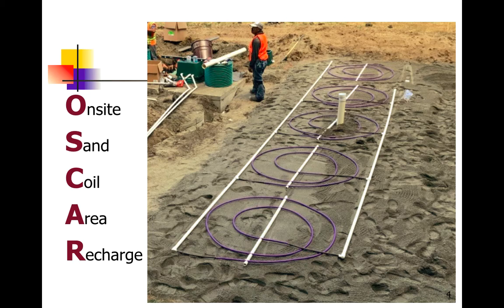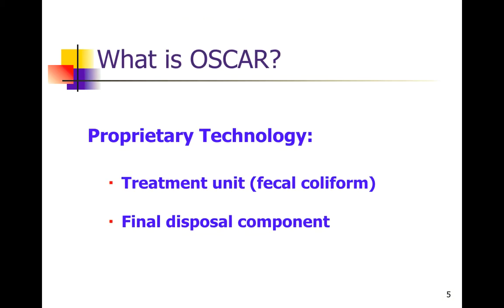The Oscar, an acronym that stands for on-site sand coil area recharge, is simply a layer of sand with a predetermined manufactured coil on top, and then we cover the coils with another layer of sand. The Oscar is a proprietary technology with two main processes. One, it treats or removes fecal coliform from the waste stream, and it is also a final disposal component for the waste stream.